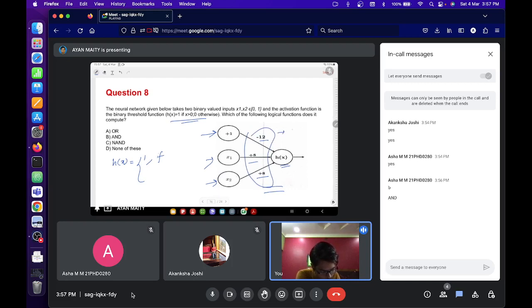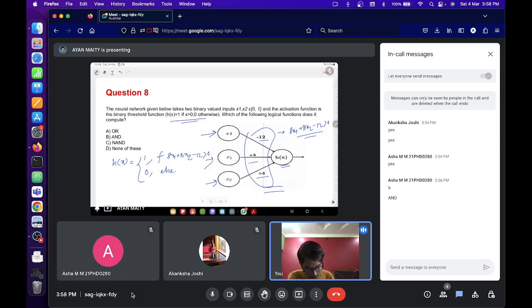So this computes 8x1 plus 8x2 minus 12. So this is the linear function. If this value is greater than 0, then the output is 1. So h(x) is 1 if 8x1 plus 8x2 minus 12 is greater than 0, and 0 otherwise. So this is the thing that it computes.